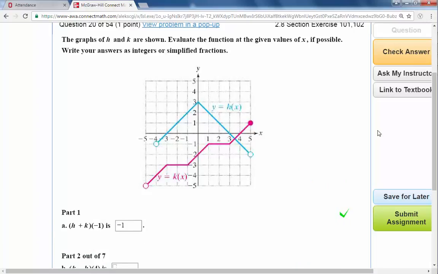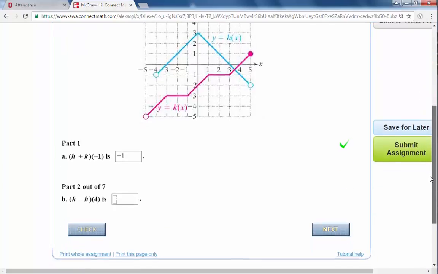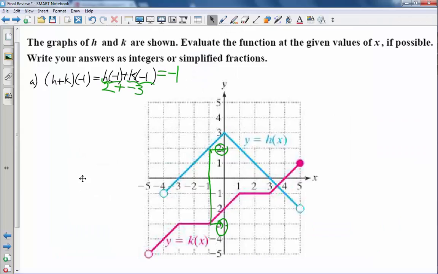Alright, you repeat this now with subtraction and add 4.